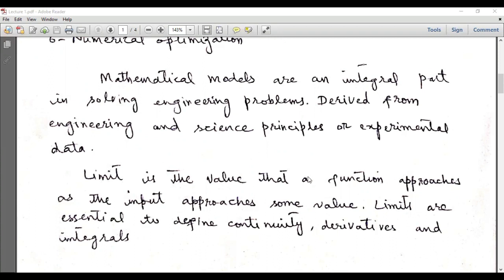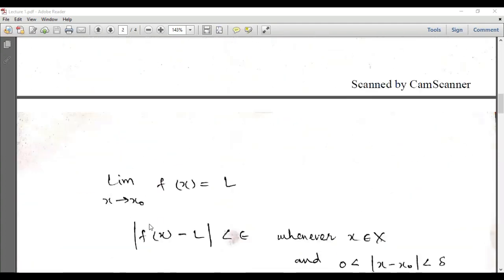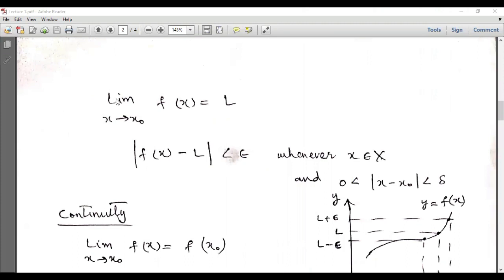Limit is the value that a function approaches as the input approaches some value. Limits are essential to define continuity, derivatives, and integrals. So limit can be defined as the limit x approaches x naught f of x is equal to L, and L is the limiting value of this function f when x approaches x naught.